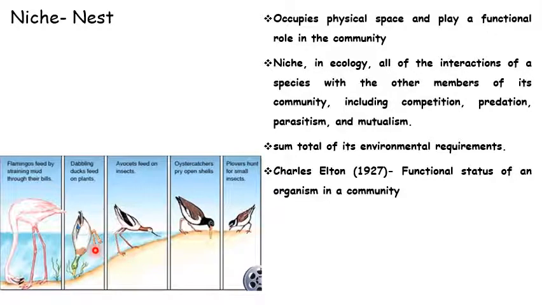They don't compete with each other. For example, these plovers hunt for small insects on the beach. These oystercatchers only prey upon the small shells in the shallow region. And these avocets feed only on insects. So you can see they have their own physical space for feeding instead of competing with each other.